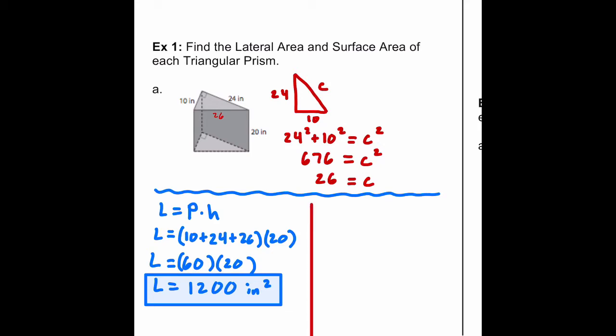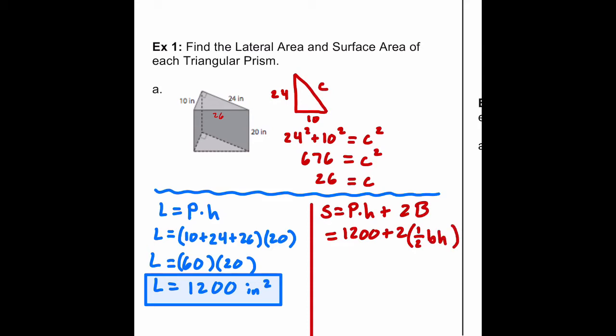So we have that formula for the total surface area. S equals P times H plus 2B, right? And we already know P times H, we just found that was 1,200. So we got 1,200 plus 2, and now I need to find the area of the base, and since the base is a triangle, that's going to be 1/2 base times height.